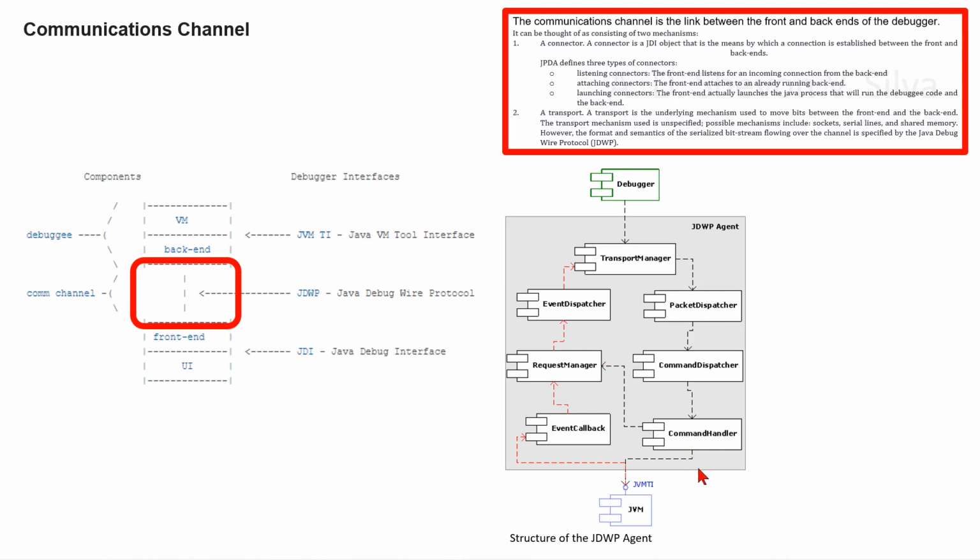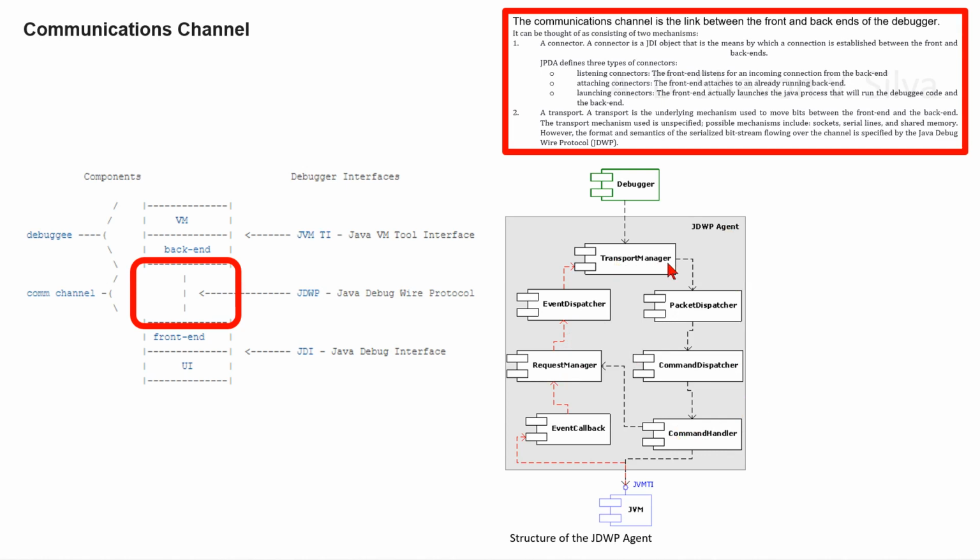This figure shows the dependencies between major JDWP agent components. Lines show dependencies between components of the agent. Red lines are for generating events, and black lines for command execution. Here you can see the debugger is connected to the transport manager. Transport manager, packet dispatcher, command handler, event callback, request manager, and event dispatcher are inside the JDWP agent.